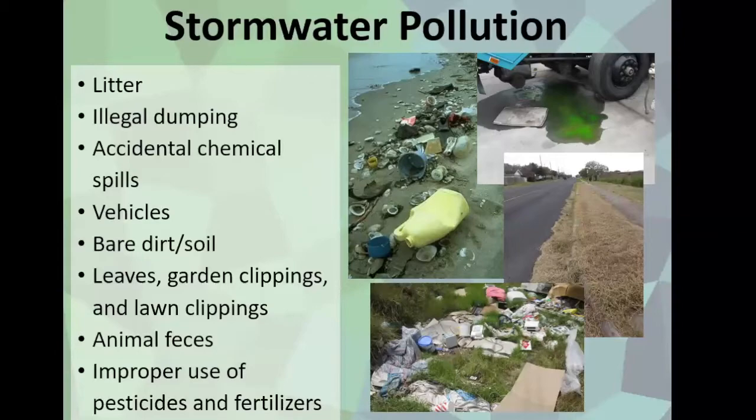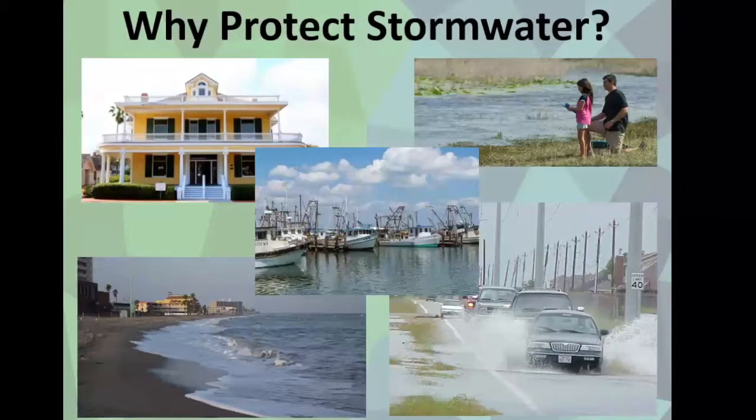So why do we care anyway? Why do we want to protect stormwater from all these pollutants? First and foremost, in Texas, we actually have one of the largest fisheries in the United States. It's the largest fishery by volume. Everything's bigger in Texas. So we want to protect our fishermen and our commercial fishing economy, and we can do that by keeping the water that the fish live in clean and healthy for the fish.